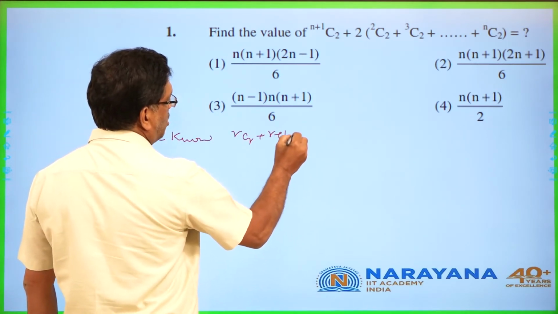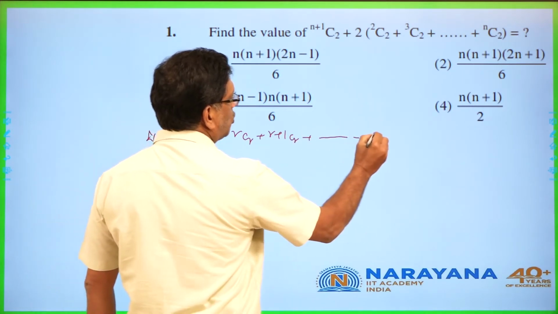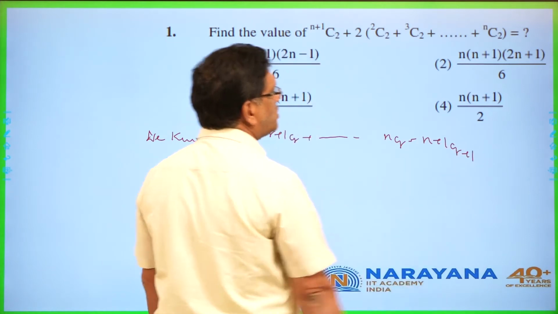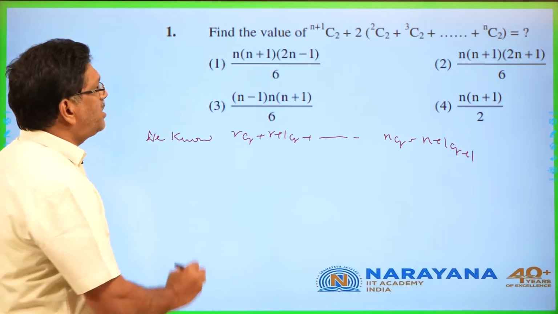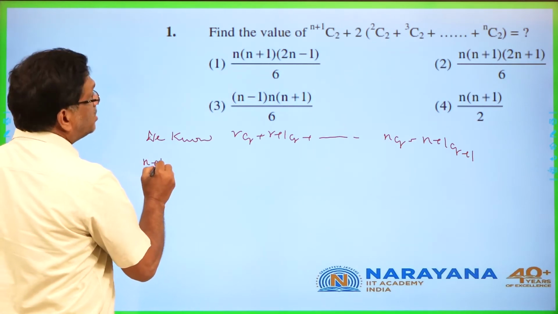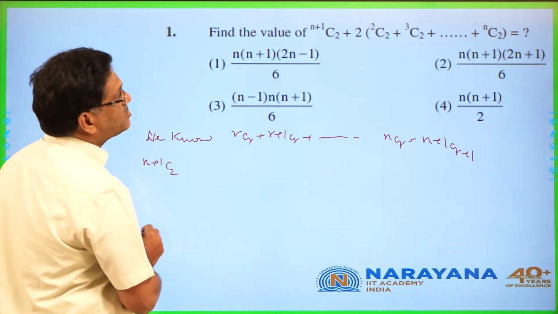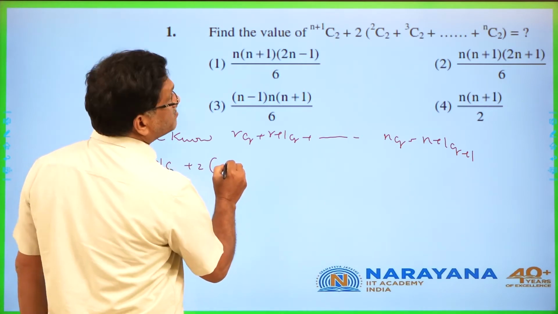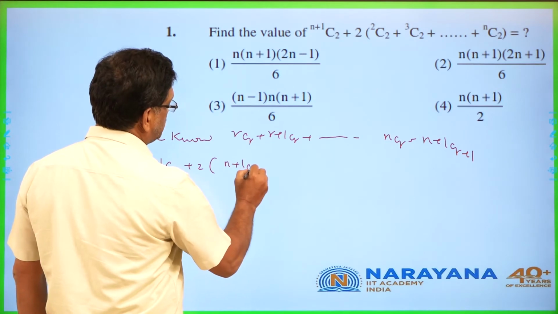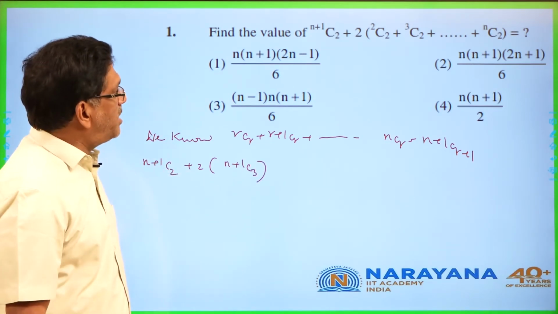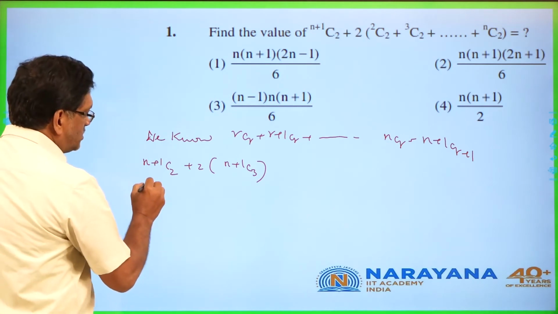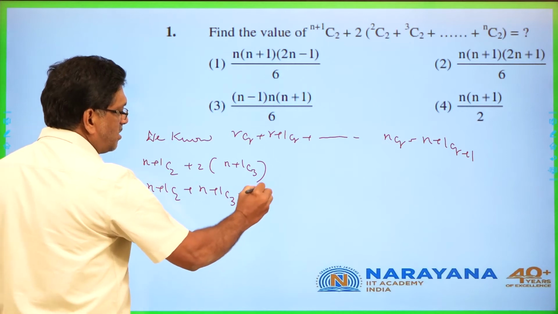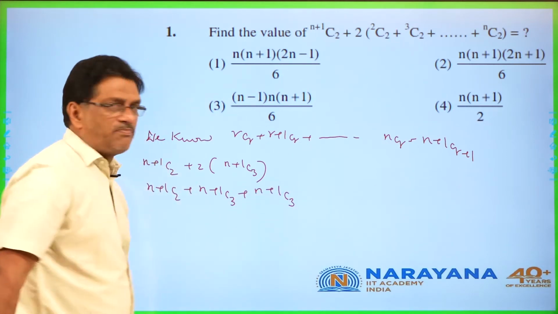RCR plus R plus 1 CR and so on up to NCR is n plus 1 CR. By using this property from the second expression, keeping the first one same, we get n plus 1 C2 plus 2 times this, which becomes n plus 1 C3. This is n plus 1 C2, n plus 1 C3, plus let us write one more n plus 1 C3.